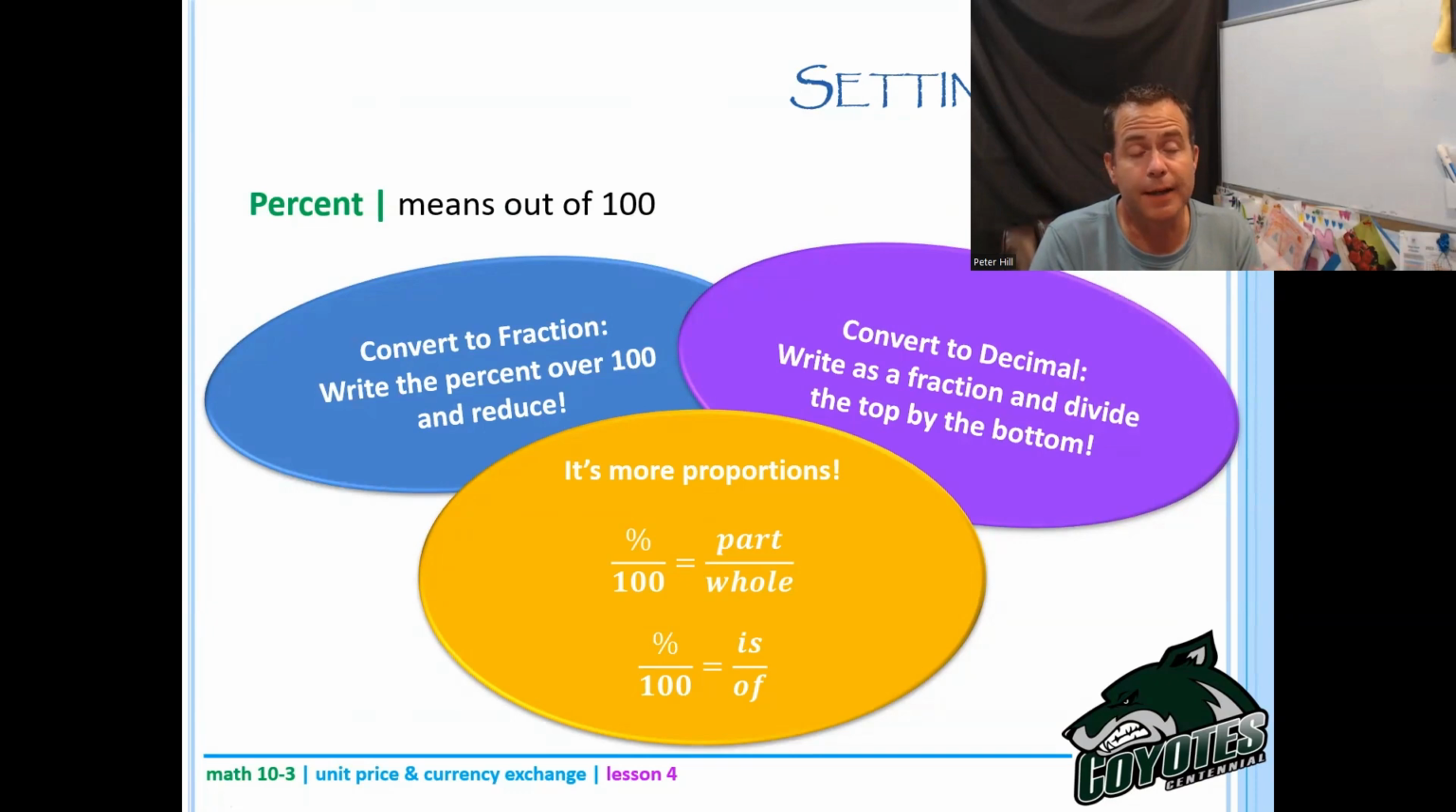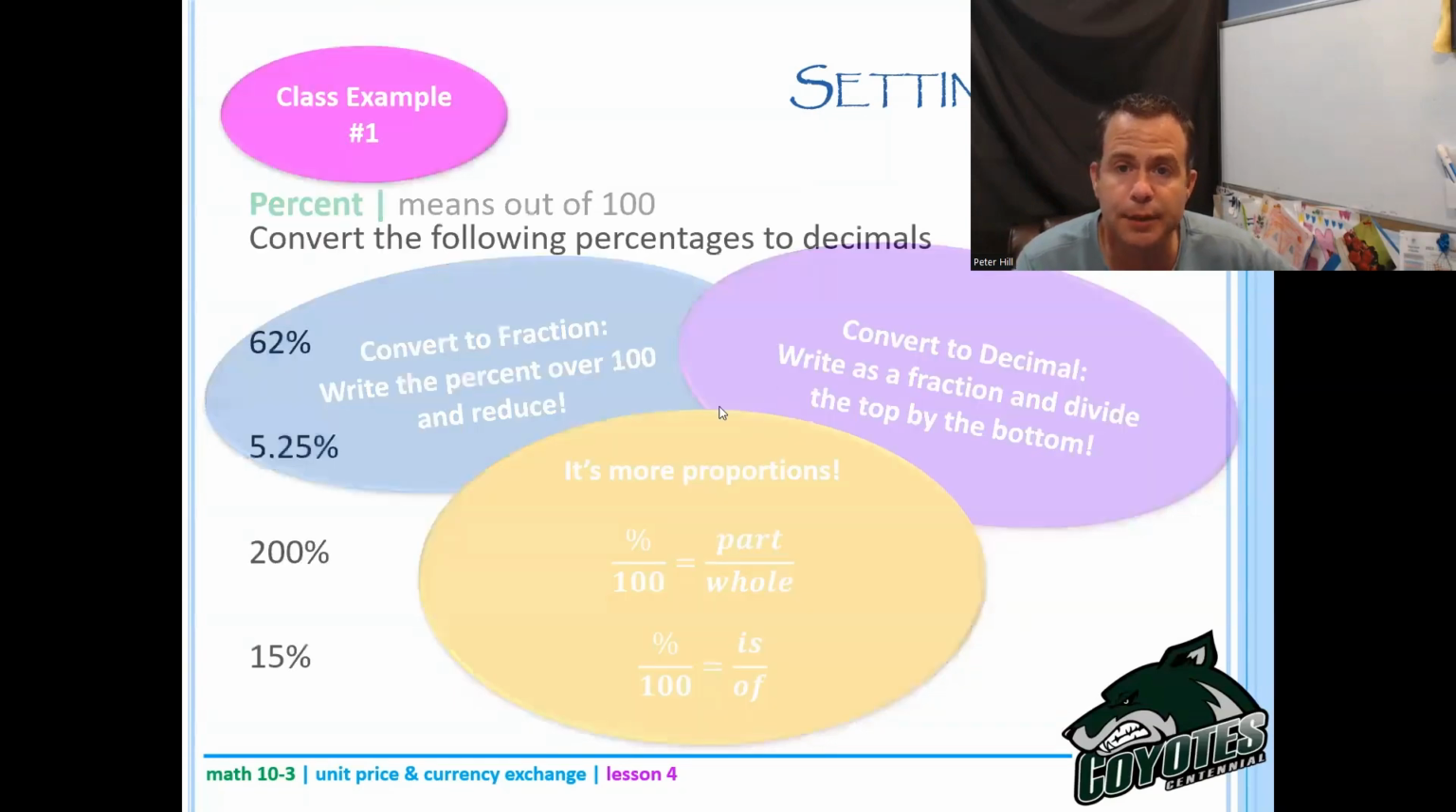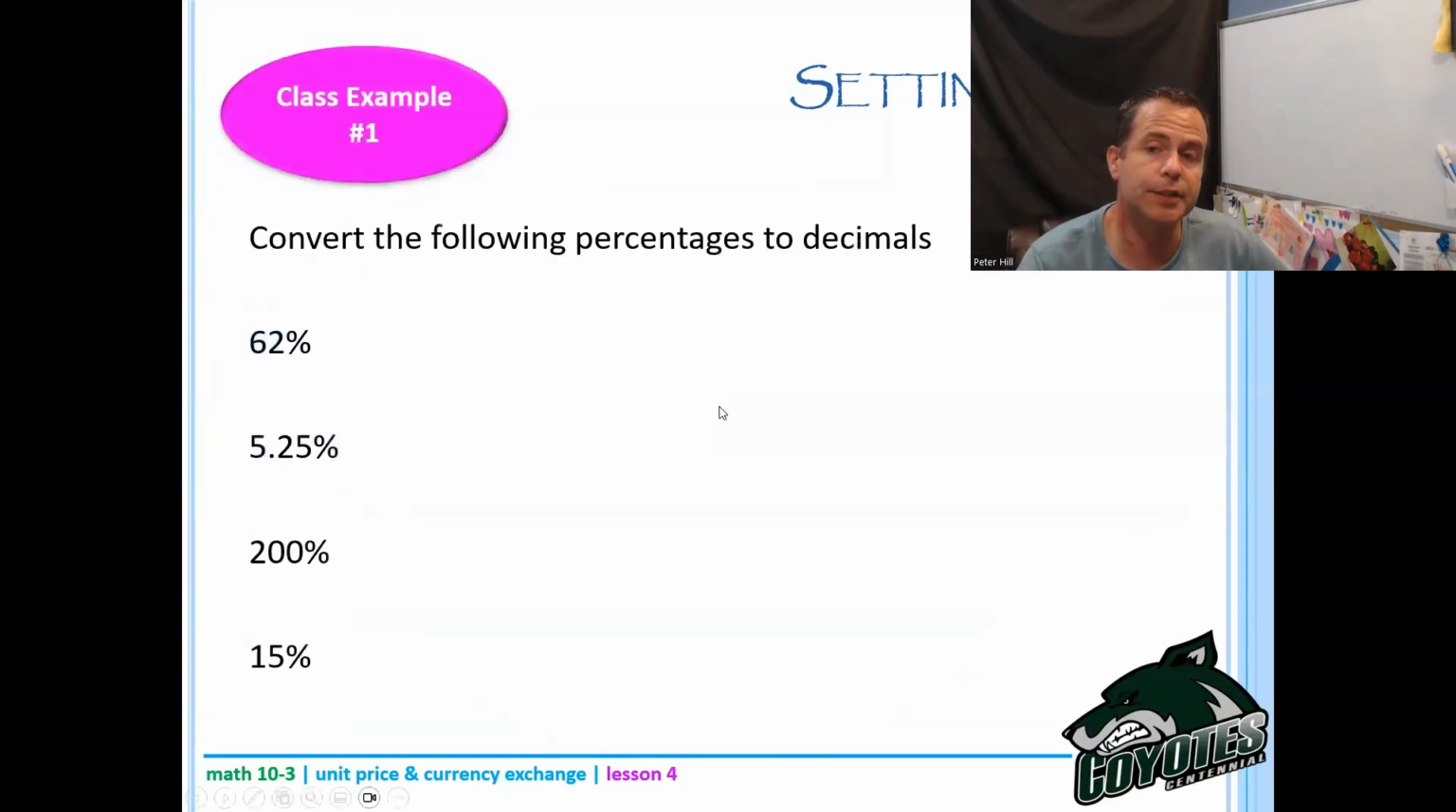So for example, if I said, what is 80% of 30, then we know the of portion there is the 30, and we're trying to figure out the is. All right, so class example number 1, convert the following percentages to decimals.